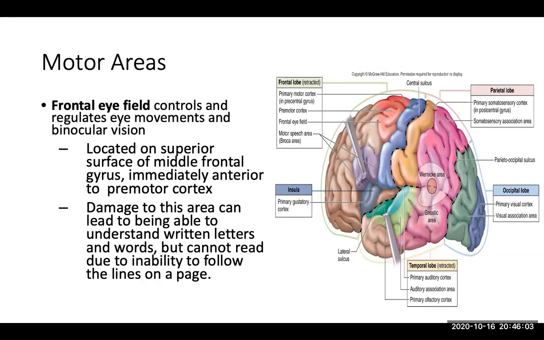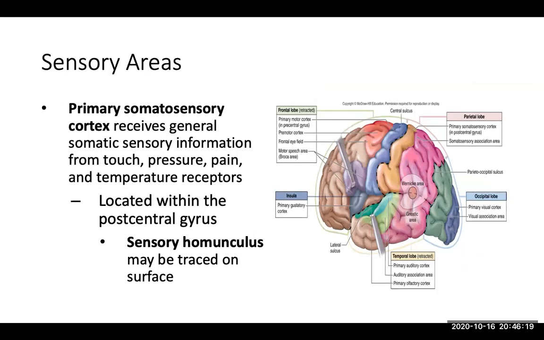The frontal eye field is also in this frontal lobe. It controls and regulates eye movements and binocular vision. Damage to this area can lead to being able to understand written letters and words, but not being able to read due to the inability to follow the lines on a page.